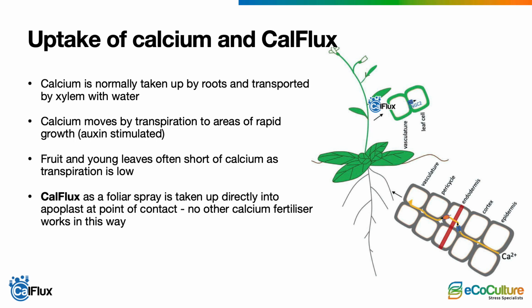Uptake of calcium and Calflux. Calcium is normally taken up by roots and transported by xylem with water. Calcium moves by transpiration to areas of rapid growth. Auxin-stimulated fruit and young leaves are often short of calcium as transpiration is low. Calflux, as a foliar spray, is taken up directly into the apoplast at the point of contact. No other calcium fertilizer works in this way.